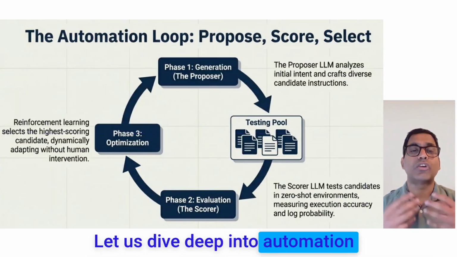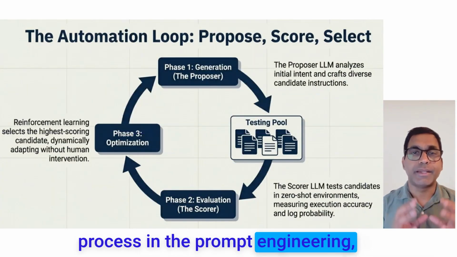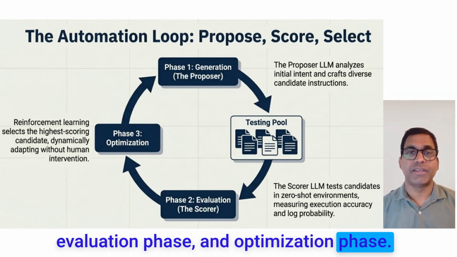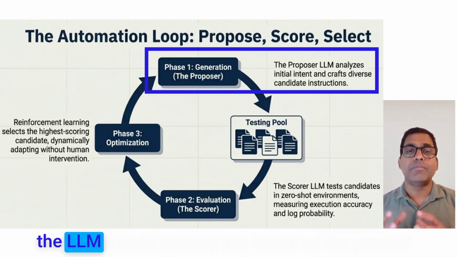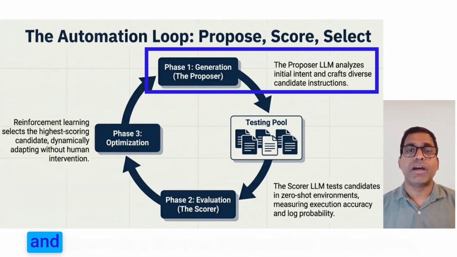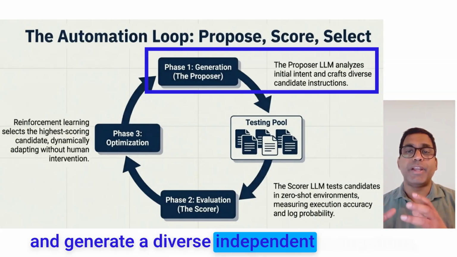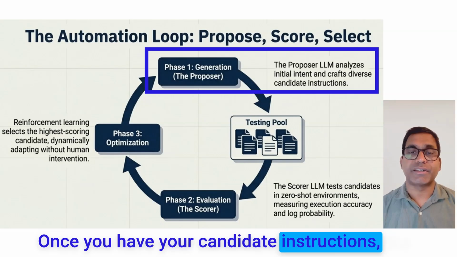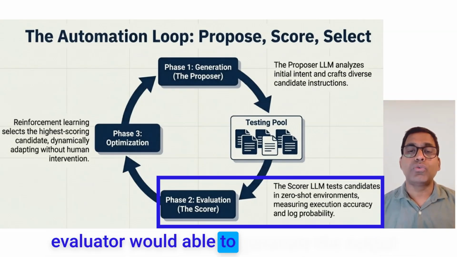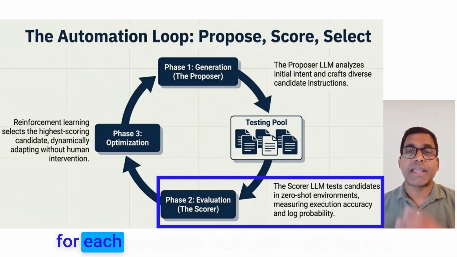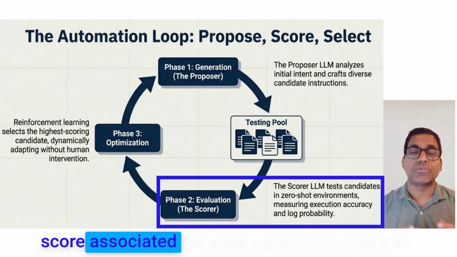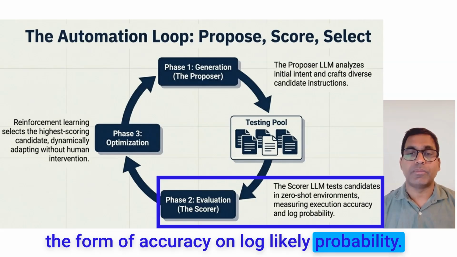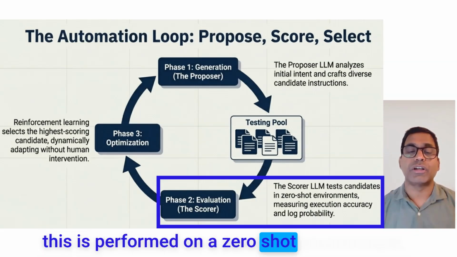Let us dive deep into the automation process in prompt engineering. It has three phases: generation phase, evaluation phase, and optimization phase. In the generation phase, the LLM would identify the intent of the prompt and generate diverse independent instructions, which are called candidate instructions. Once you have the candidate instructions, the evaluator generates the output for each candidate instruction, and there is a score associated with each generated output in the form of accuracy or log likelihood probability. This is performed in a zero-shot environment.